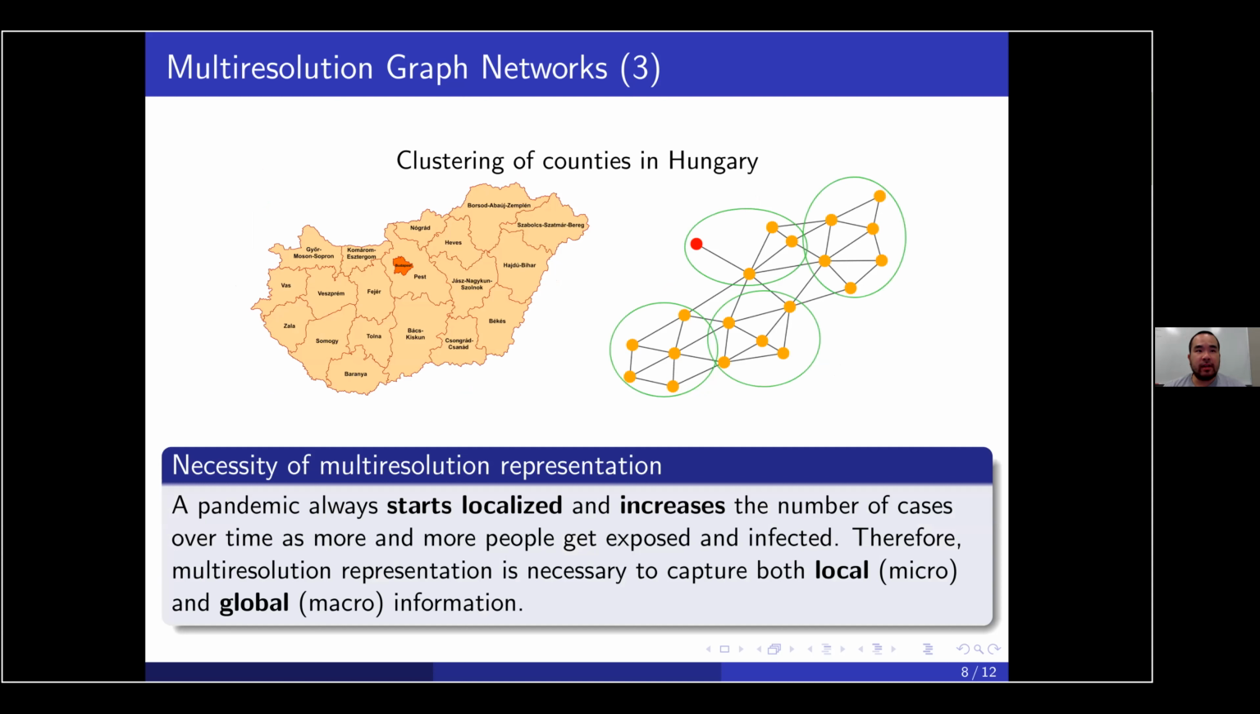It is necessary to use multi-resolution in modeling a pandemic because a pandemic always starts localized and increases the number of cases over time as more and more people get exposed and infected. Therefore, we need to capture both local, micro, and global, macro, information.